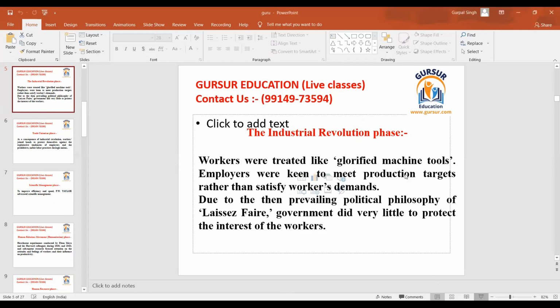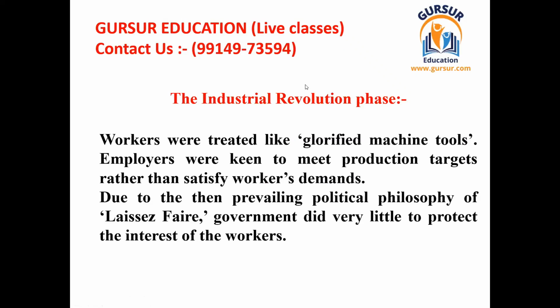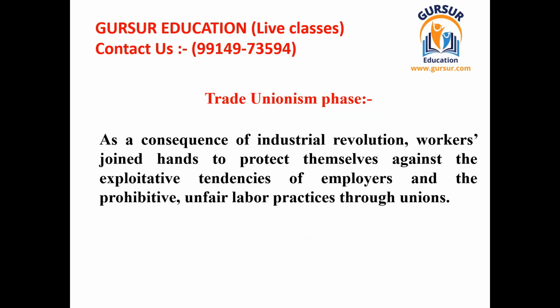All right. So we have to move towards some phases of industrial revolution. The first one, when the workers were treated as machine tools only. The purpose of the company was just to meet production goals only. There was a laissez-faire policy, so government did very little to protect the interest of the workers. The employees' interest was not protected in the industrial revolution phase. So this was the first phase of human resources management.